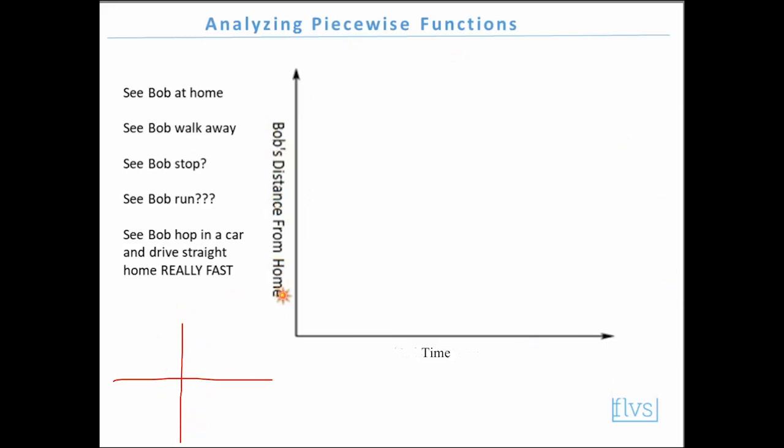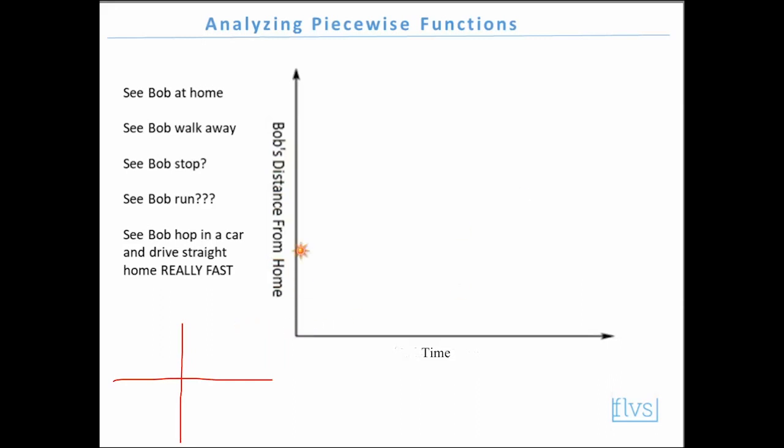And if we read it, there's a lot of interpreting. You're going to have to read the graph. You're going to have to read what the y-axis is and what the x-axis is. So we've got Bob's distance from home and time. What's happening if time moves to the right? Time is increasing. We're getting further away. So keep that in mind.